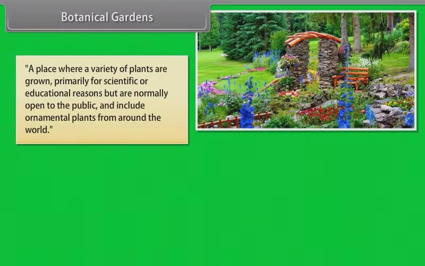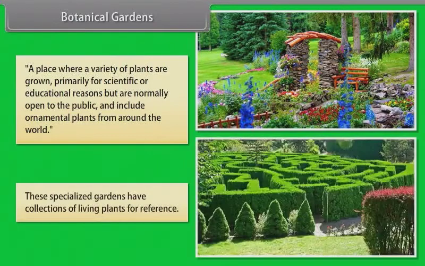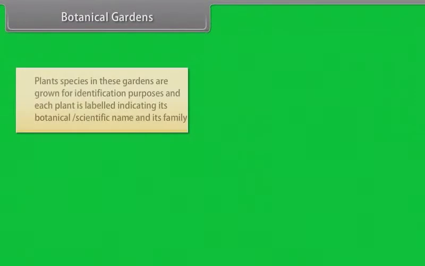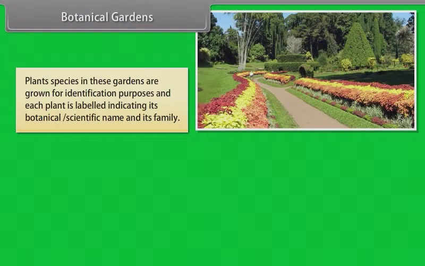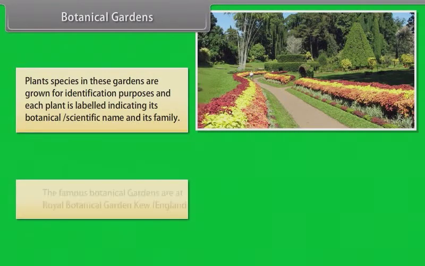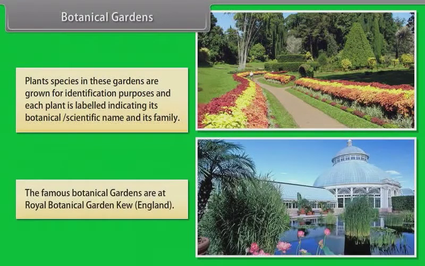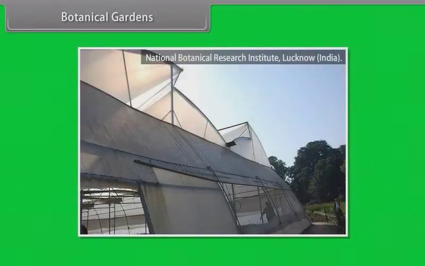Botanical Gardens: a place where a variety of plants are grown, primarily for scientific or educational reasons, but are normally open to the public and include ornamental plants from around the world. These specialized gardens have collections of living plants for reference. Plant species in these gardens are grown for identification purposes, and each plant is labeled indicating its botanical scientific name and its family. The famous botanical gardens are the Royal Botanical Garden, Kew, England, and the National Botanical Research Institute, Lucknow, India.